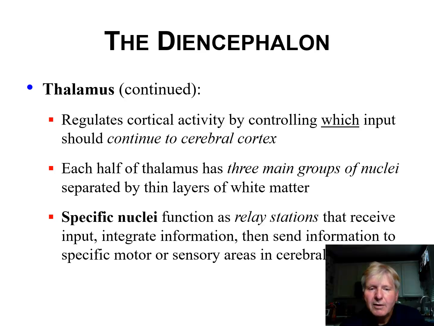Each half of the thalamus has three main groups of nuclei, which are then separated by thin layers of white matter. And the white matter are usually the output tracts. You also have specific nuclei in the thalamus that function as relay stations. These receive input, integrate information, and then send that information to their specific motor or sensory areas in the cerebrum.